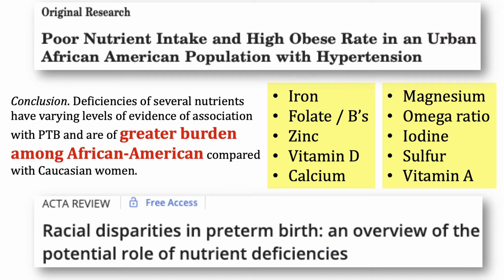Let's look at the African American population, and here are a couple of studies that show that really an underlying problem is nutrient deficiency. So hypertension is related to nutrient deficiency in African Americans. There are racial disparities in preterm birth that have a potential role in nutrient deficiency. So it's not the statin, it's not the blood pressure medication. It's counseling and working with individuals to improve their nutrient status. That's the why.